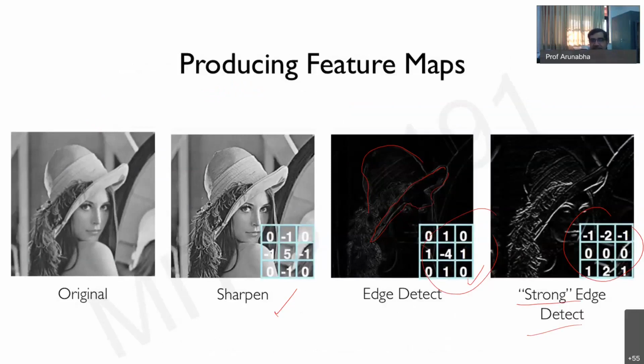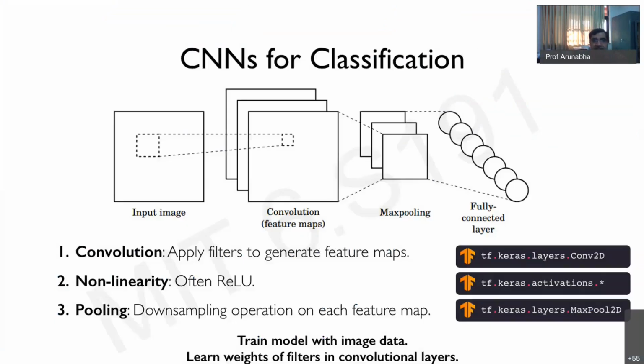Sometimes we're detecting the edges and strongly detecting the edges as well. So we can get multiple feature maps. This can be the sharp one, this can be the edge one, and the strong edges also. So we can get multiple feature maps based on the filters that we have used. If you have used multiple filters, we'll get a set of multiple feature maps. So that is how it goes.